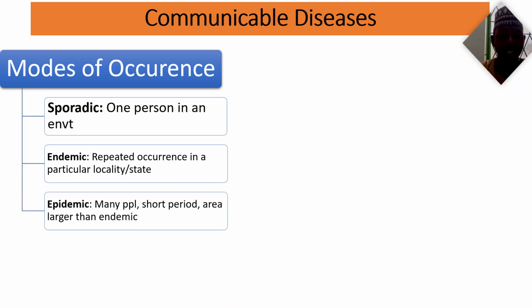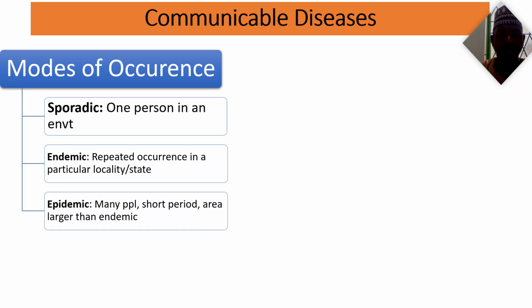Now we have the next one, which is epidemic diseases. Epidemic is a type of disease occurrence in which the disease affects a large number of people in a short period of time in a particular area, which is usually larger than the endemic. For example, a disease that can affect the entire state or country. This type of disease may affect both humans and other animals within the environment.